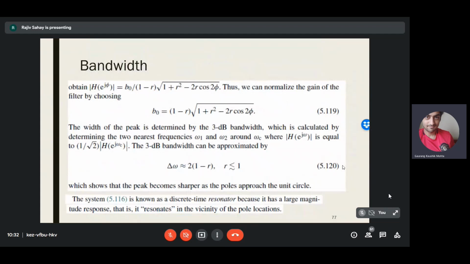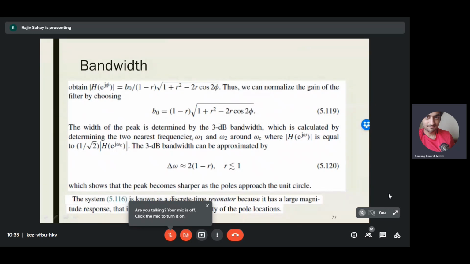Now to obtain the bandwidth, you can calculate that |H(e^jphi)| will come out to be like this, if you replace in the previous equation omega equal to phi. So we can normalize the gain of the filter by choosing V naught as this. So the gain of the filter will be 1.